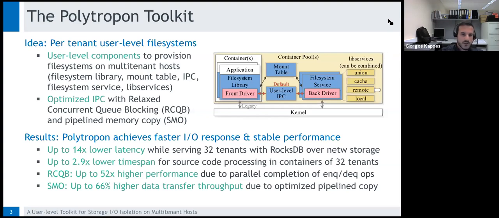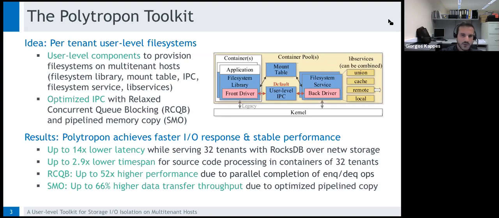We introduce the container pool abstraction, which groups and isolates the containers of each tenant per host. Our toolkit offers a file system library that is linked with container applications and allows them to access file system services at user level. The file system service component provisions the file systems of a pool using composable lib services. Each lib service provides a user-level storage functionality like a local file system, a remote file system, a cache, or a union.